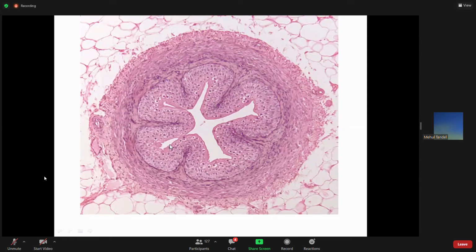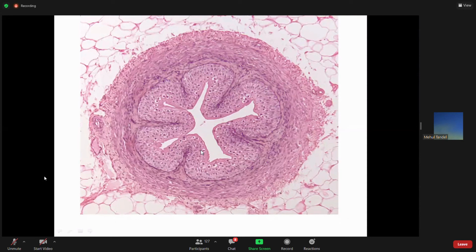So what structure is this? Transitional epithelium surrounded by the inner circular and outer longitudinal muscle. So this is a ureter. So don't confuse the vas deferens and ureter. Ureter. In vas deferens, right, this is ureter.